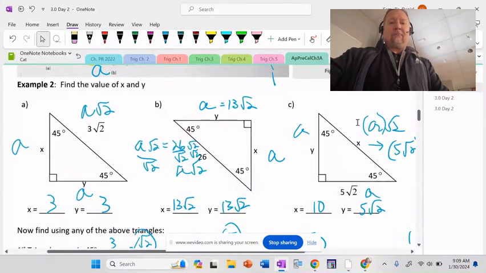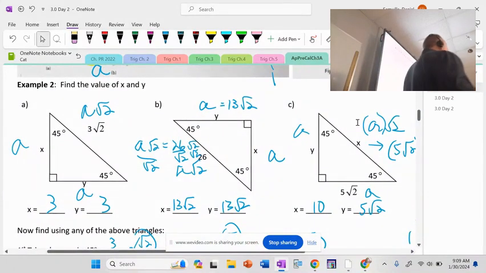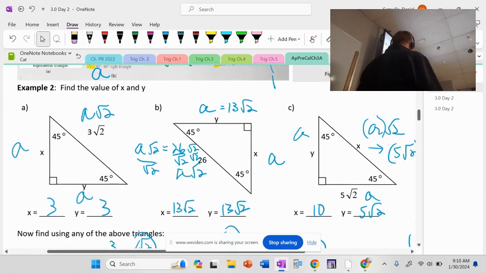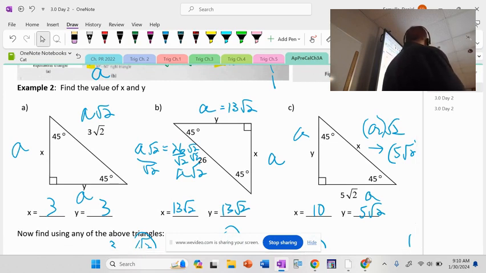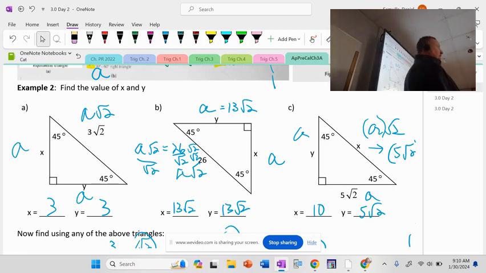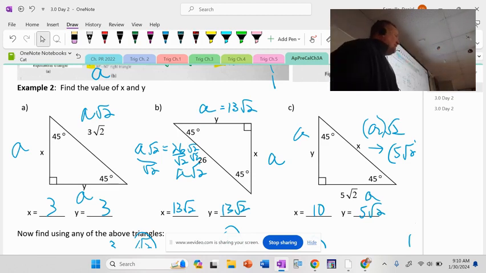Who got B? Anyone get B right? 13 root 2. Nice. I did see someone get C right. Okay, this is what we're talking about here. So first one's easy. 3, 3, 3 root 2, the old A root 2 connection. But the second one's hard. You're supposed to set A root 2 equal to 26, divide by root 2, and then rationalize. And you do want to rationalize because then it becomes 13 root 2, which is what the other two sides are. So someone asked, do we have to rationalize? Sometimes you really should because it does end up looking nice.